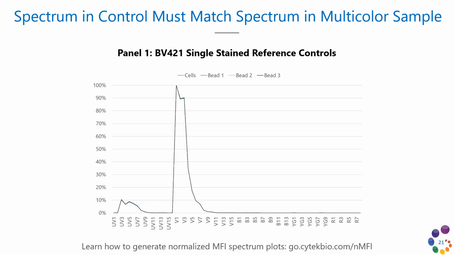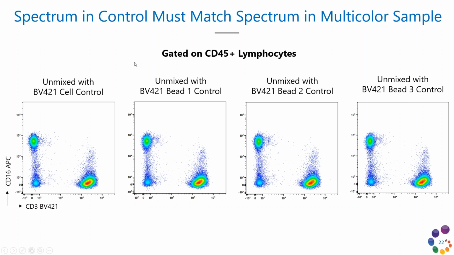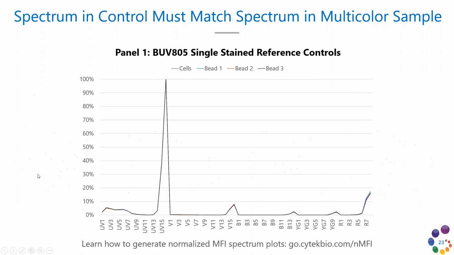So if I go ahead and unmix my multicolor data with each of these different controls, how does the data look? Here I'm showing CD45 positive lymphocytes on each of the plots, and the plots are showing CD3 BV421 versus CD16 APC. The first plot here was unmixed using the cell control for BV421, and the next 3 are unmixed with each of the bead controls. All of them look very similar. They're well compensated. I don't see any errors in the unmixing.